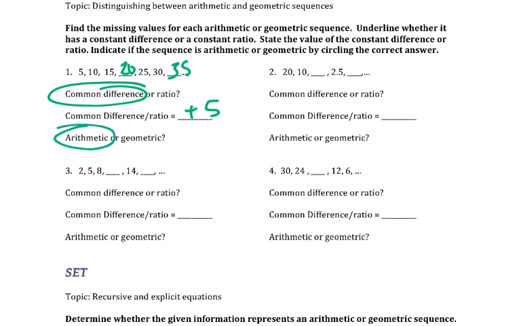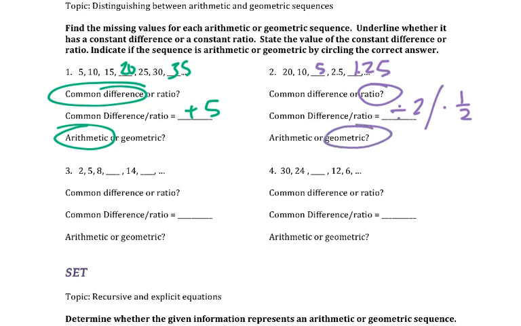Okay, number 2, 20, 10, something, 2.5. So I believe 5 would go here, then 1.25. Okay, so it's being cut in half each time, or in other words, dividing by 2, which would make it a ratio. So we could say divide by 2, or we could say times by 1/2, same thing, which would make it geometric.